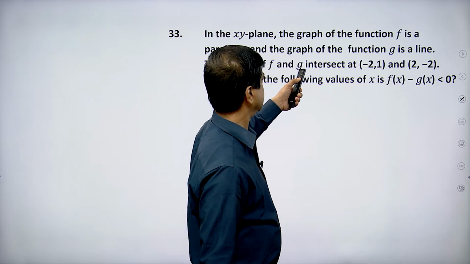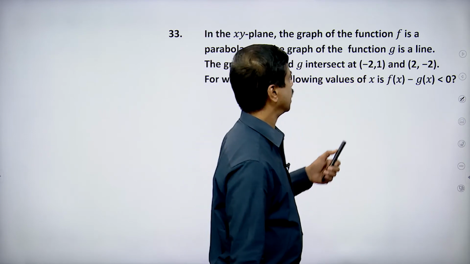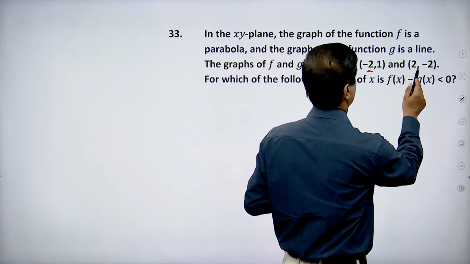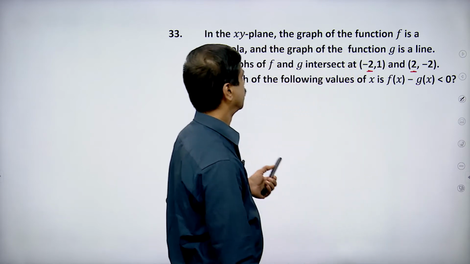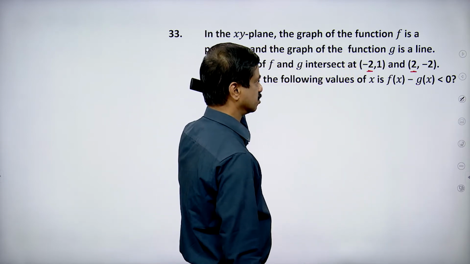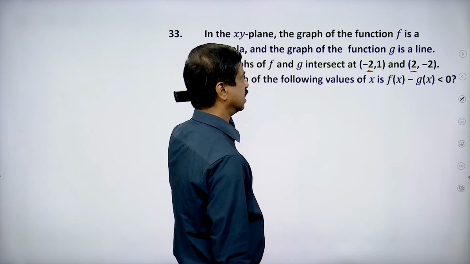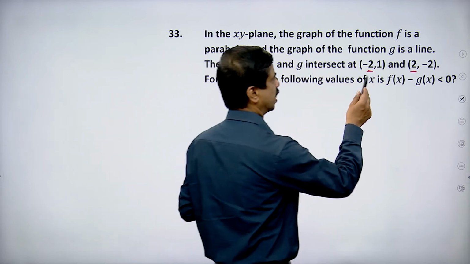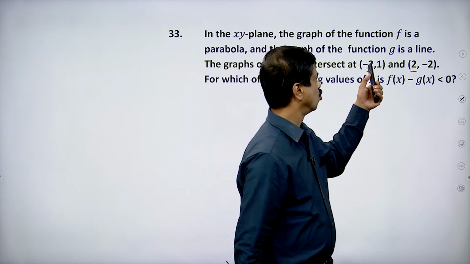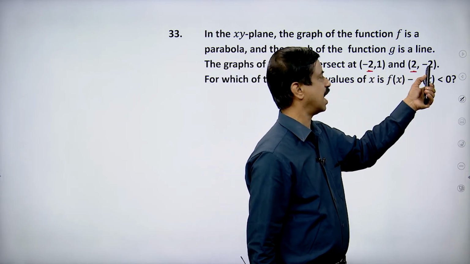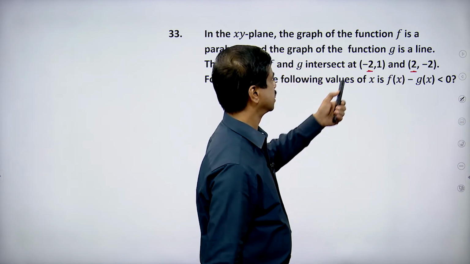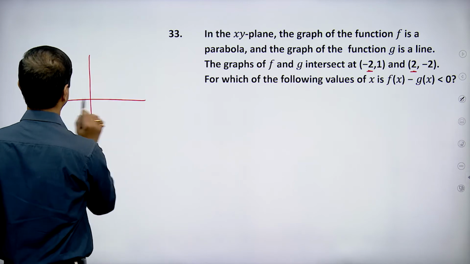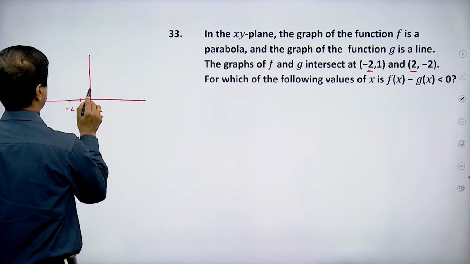The graphs of f and g intersect at minus 2 comma 1 and 2 comma minus 2. There are two intersecting points. Which of the following values of x makes f of x minus g of x less than 0? So, children, here when we take the line, how do you get the line? This is very important. The 2 points on the line are minus 2 comma 1 and 2 comma minus 2. Means when x is minus 2, y is 1.